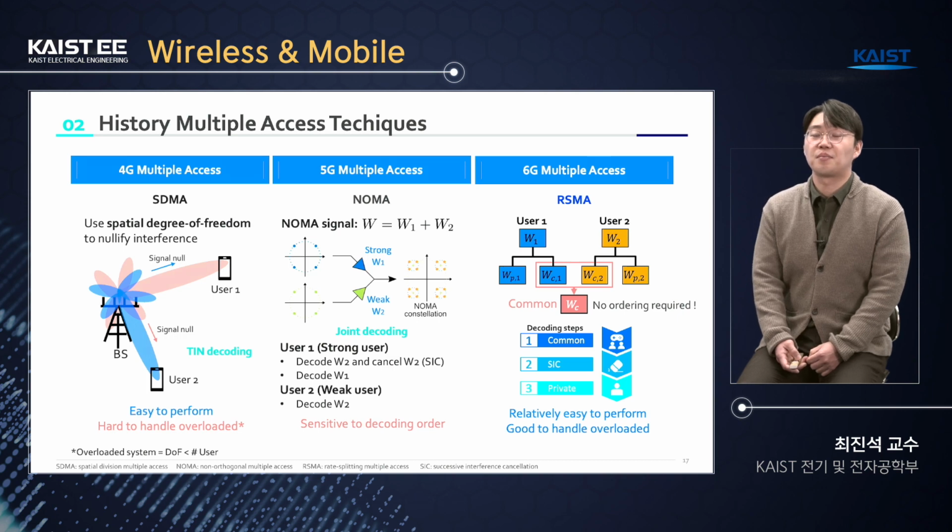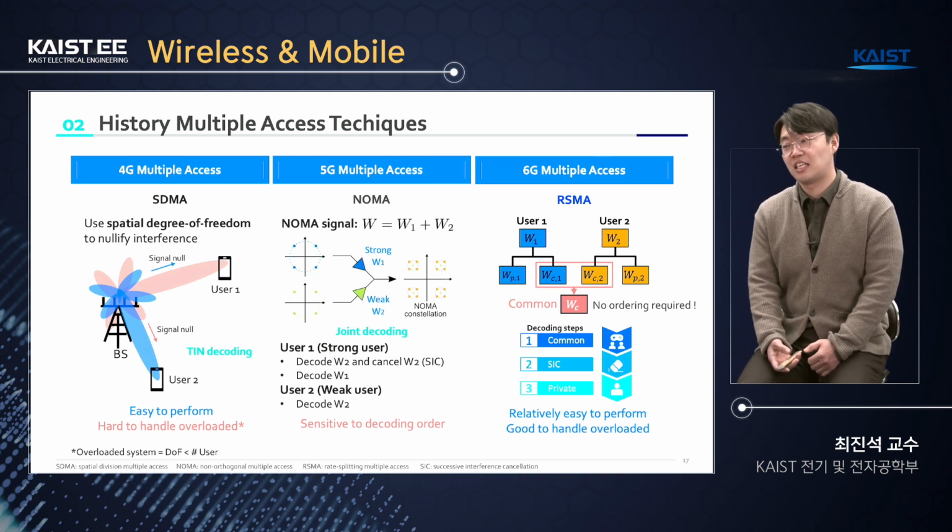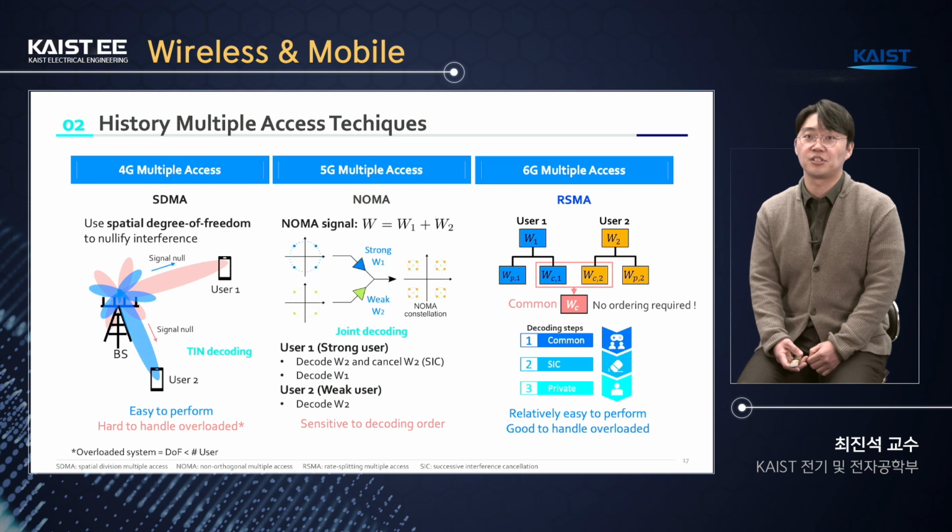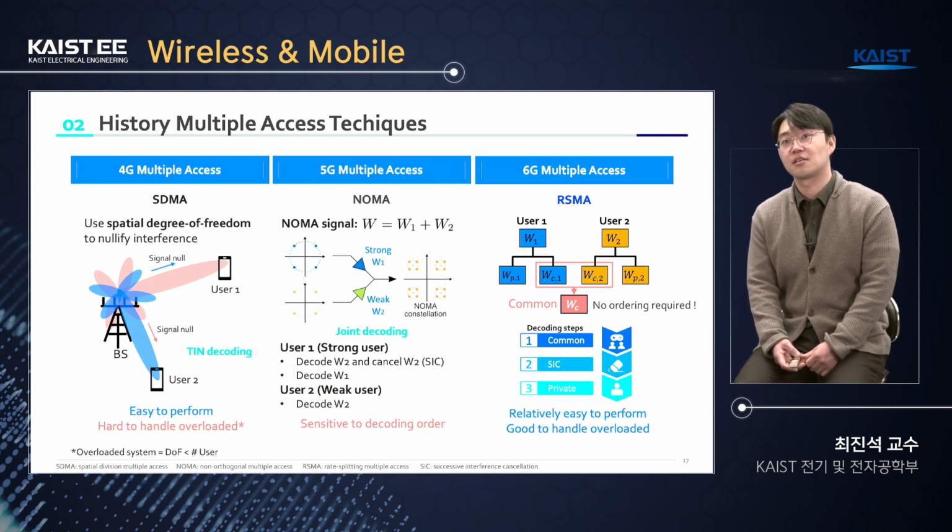Before starting the detailed examples and explanations, let me briefly overview the history of multiple access techniques. So we have 4G multiple access, which is called spatial division multiple access, SDMA. In this case, with multiple antennas, the base station nullifies and orthogonalizes the users within the signal space dimension.